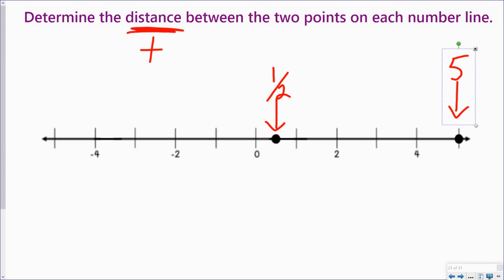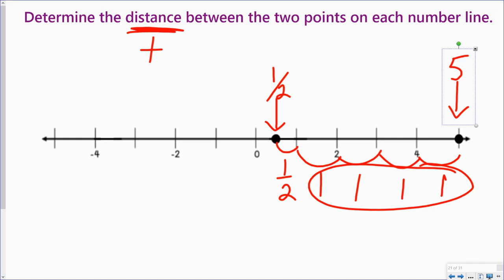Well, the distance is the jumps. And so from this to here is one jump and it's worth a half. And then I get from here to here is another jump, which is worth 1. From here to here, another jump, which is worth 1. Here to here, another jump, which is worth 1. From here to here, another jump, which is worth 1. And so I look at my total jumps and I have 1, 2, 3, 4 here. And then I have this half.